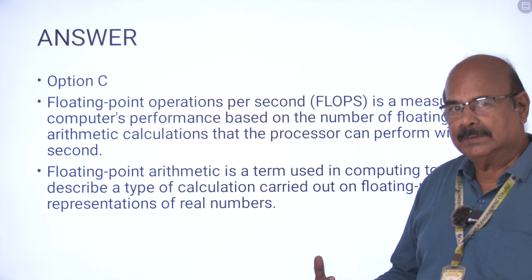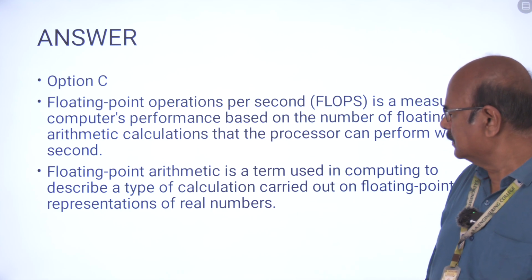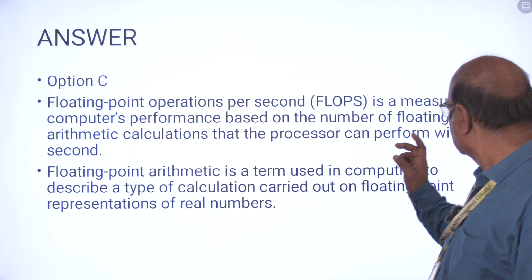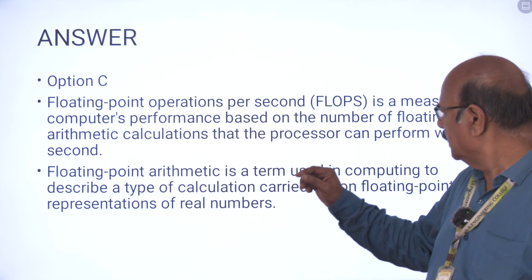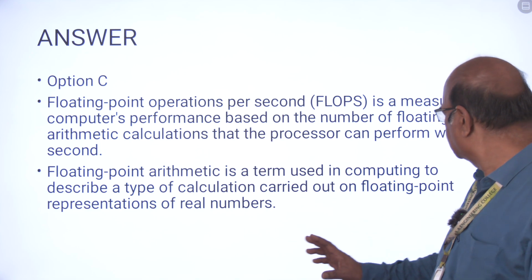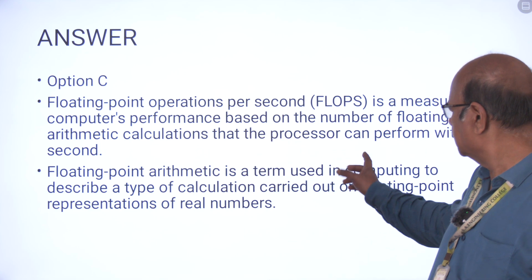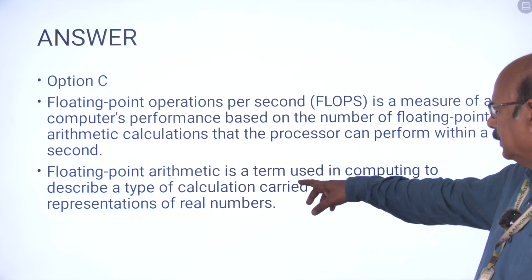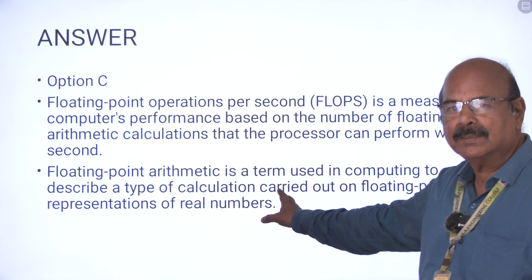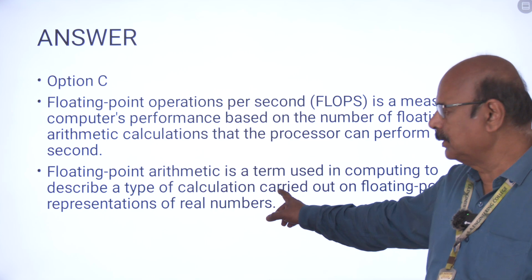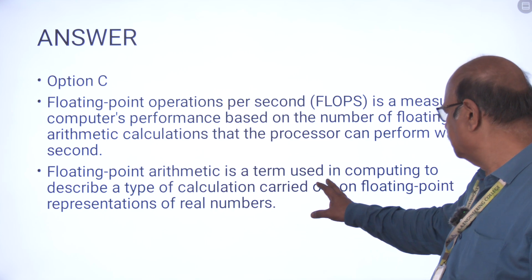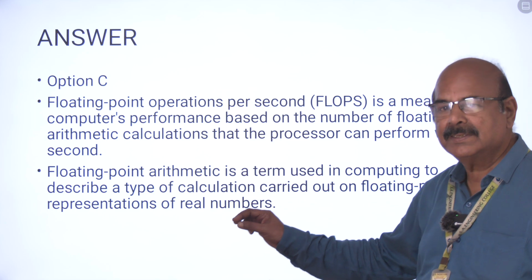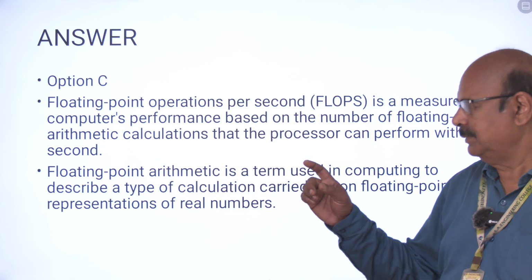Why option C? It is floating point operations per second, called FLOPS. It is a measure of computer performance based on the number of floating point arithmetic calculations that the processor can perform within a second. It is a term used in computer architecture as a measurement, for calculations carried out on floating point representations of real numbers.